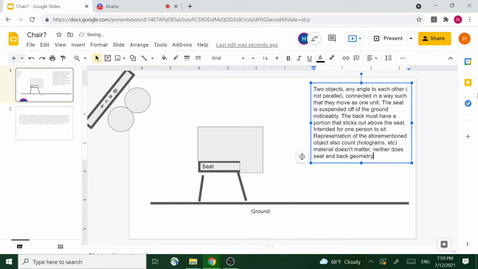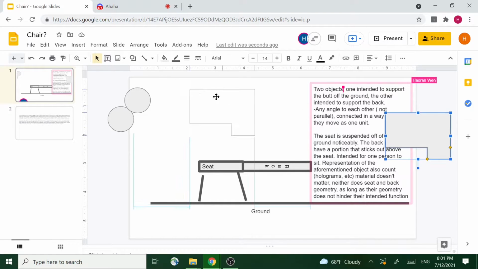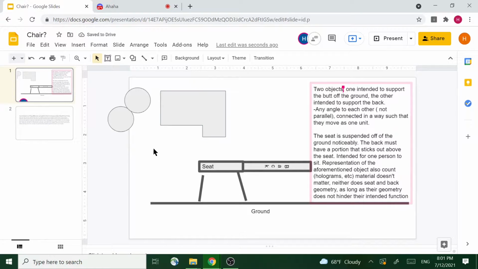Okay, neither seat and back geometry, as long as the geometry does not... I think we can define it better if we define it up here. Two objects, right? The purpose of the first object is to support the butt. The purpose of the second object is to support the back. But for the two objects together, the purpose is to maintain a seated position for the person. I have a feeling that's only going to run into problems down the line when we try to define what indeed a seated position is.